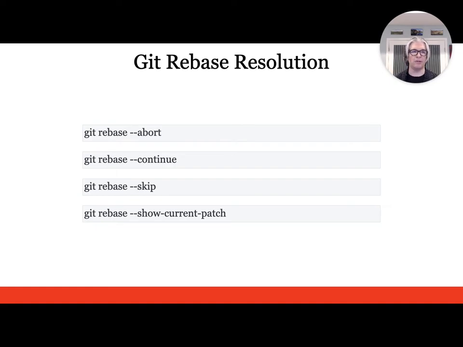You can always use Git status as well, but I kind of like Git show current patch because it's a nice way to give you a little bit more insight into the actual rebase that you're doing. Both will work. I just kind of like this one a lot better.